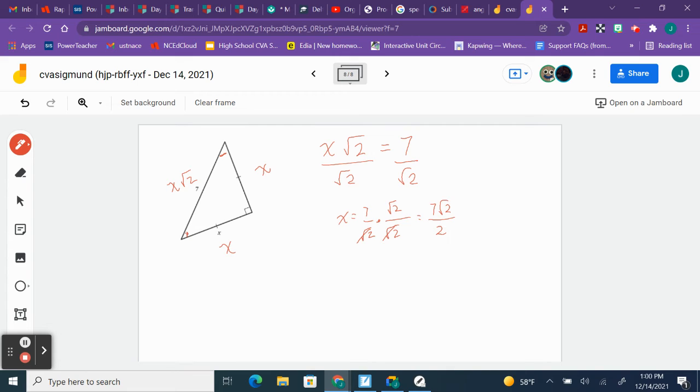And so at this point, x equals this. So the leg equals 7 square roots of 2 divided by 2. So just kind of ugly.